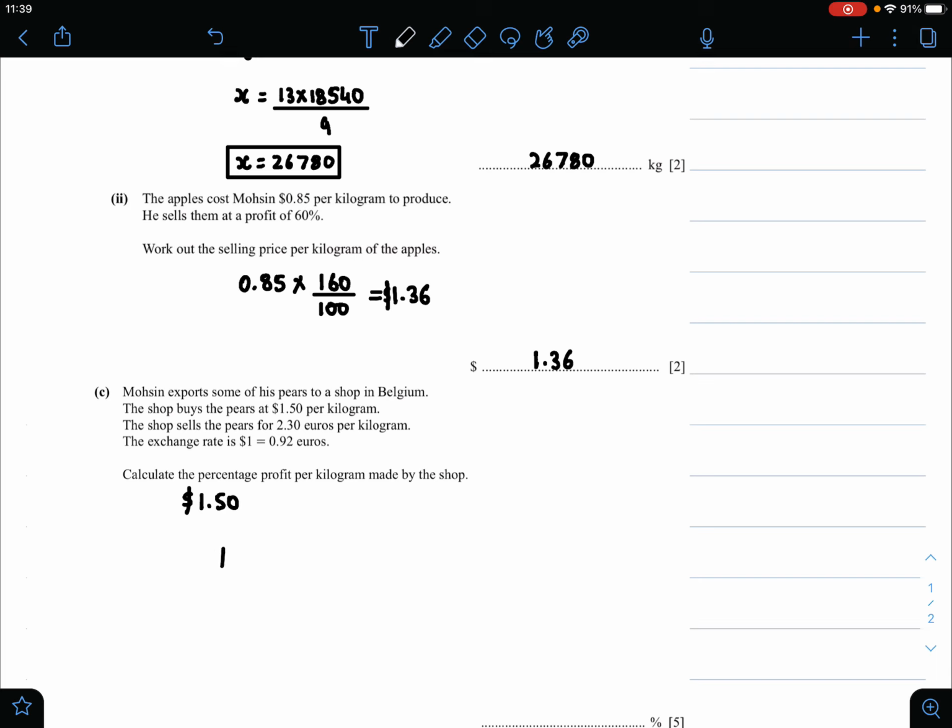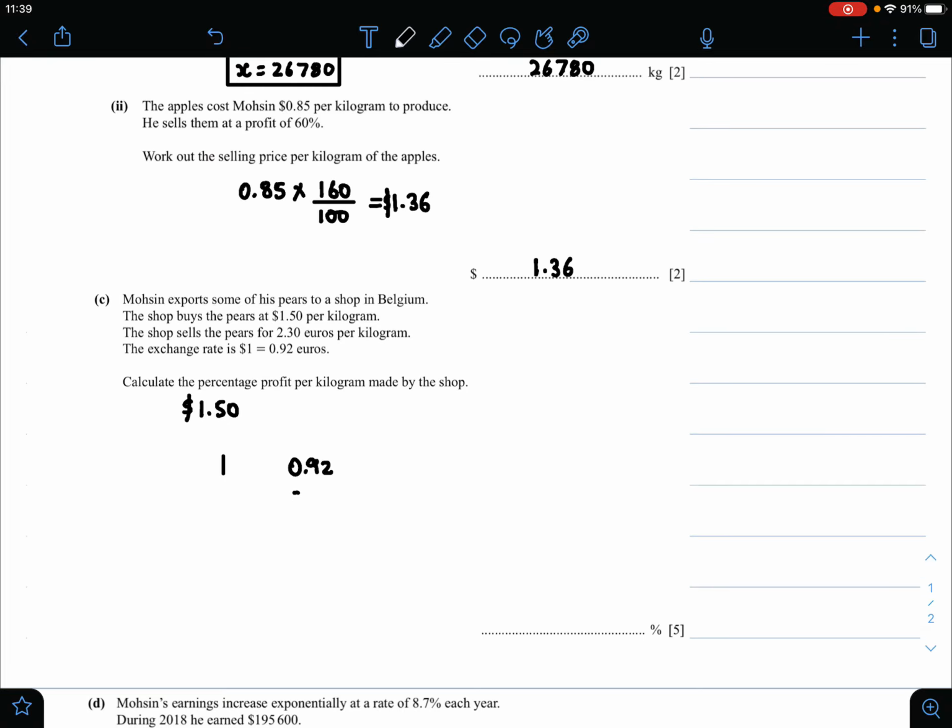They've given us the conversion rate as 1 is to 0.92, and they are telling us that they sell at 2.3 euros. So we can cross multiply and find the value in dollars. So therefore x would be equal to 2.3 multiplied by 1 divided by 0.92. Now, when you input this calculation into the calculator, that is 2.3 divided by 0.92, you will get your answer as $2.5.